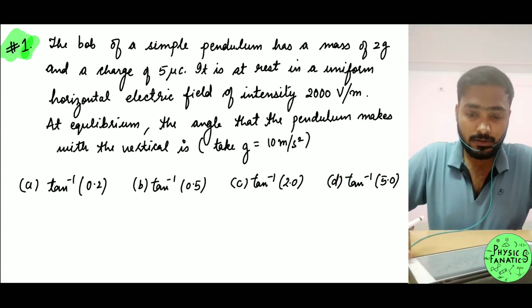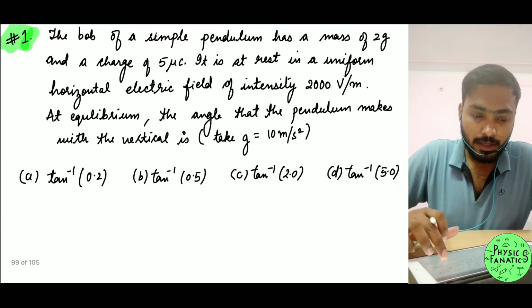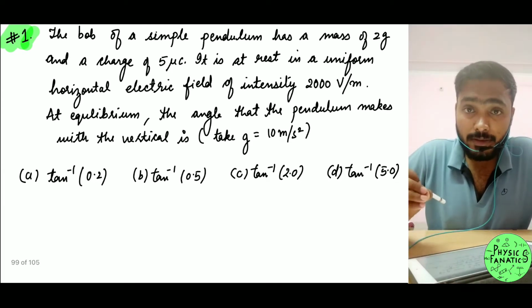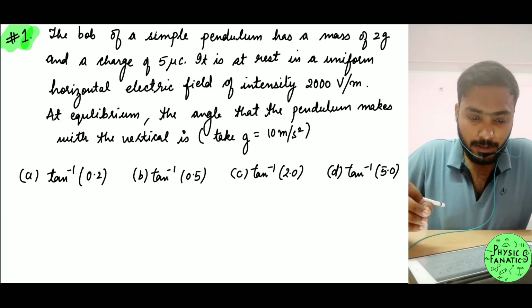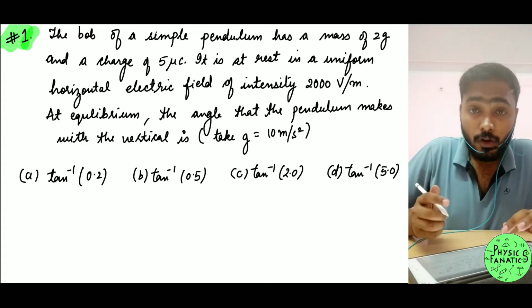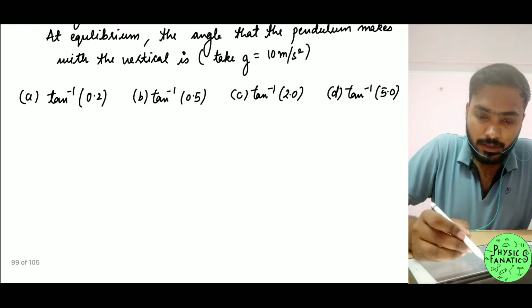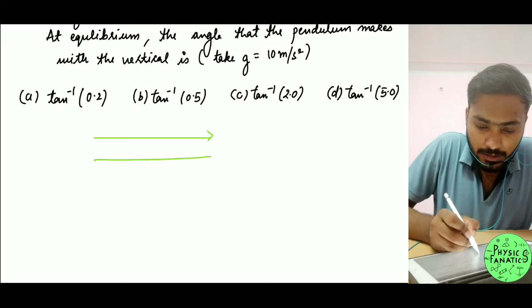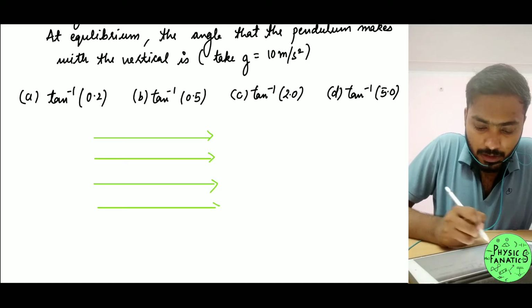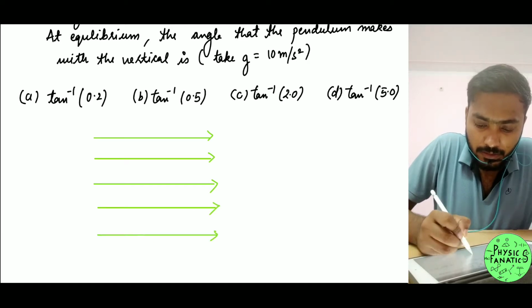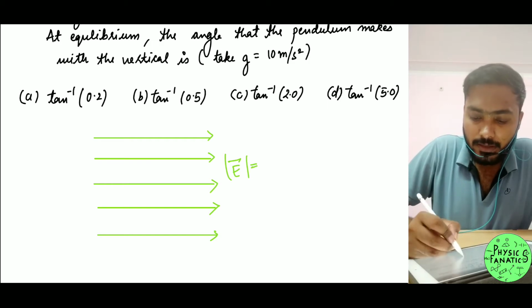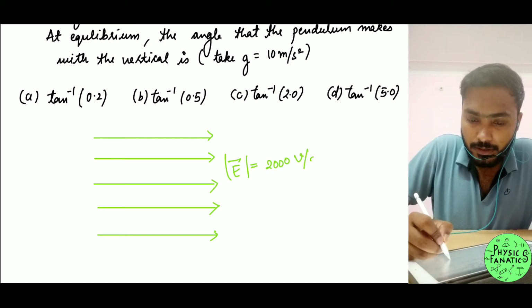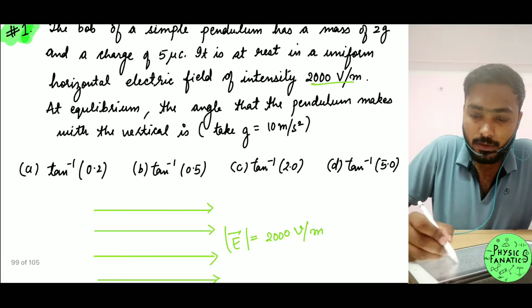Okay, so let's try to do this. Let's go according to the question. We have a simple pendulum whose bob is of mass 2 gram and a charge of 5 microcoulomb. It is at rest in a uniform horizontal electric field of intensity 2000 volt per meter. So let me first very quickly make the electric field lines. These are your electric field lines, horizontal field lines. I actually know the value of the field this time. The magnitude of the electric field is given, 2000 volt per meter. That is given in the question.